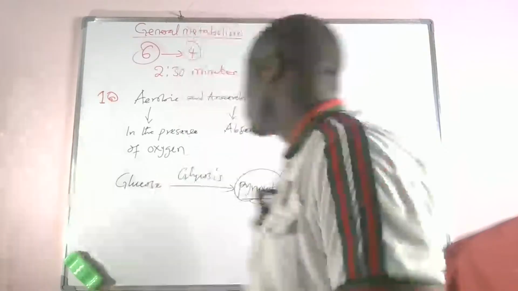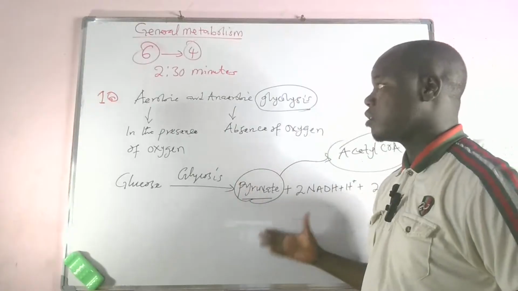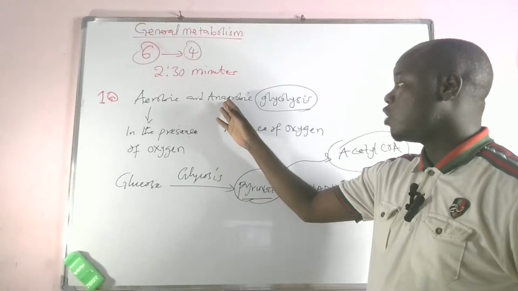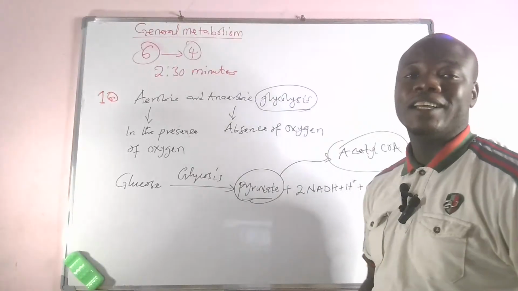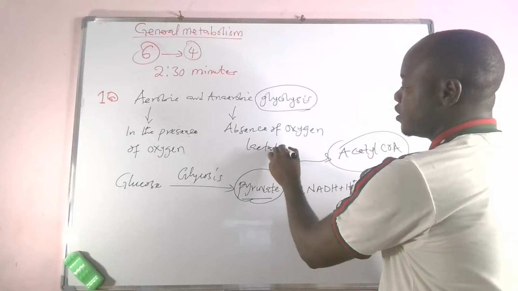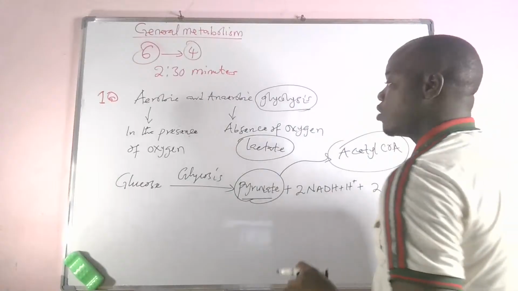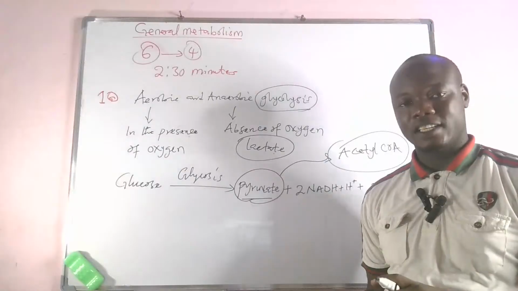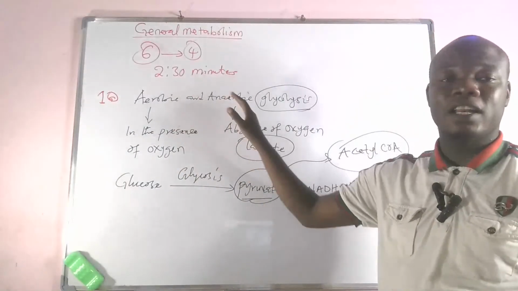Okay, so no problem. What I'm saying now is that aerobic glycolysis is a type of glycolysis that takes place in the presence of oxygen, while anaerobic glycolysis is a type of glycolysis that takes place in the absence of oxygen. And usually the end product of anaerobic glycolysis is lactate. So in the absence of oxygen, usually the end product of glycolysis is lactic acid. So that is the difference between aerobic and anaerobic glycolysis.